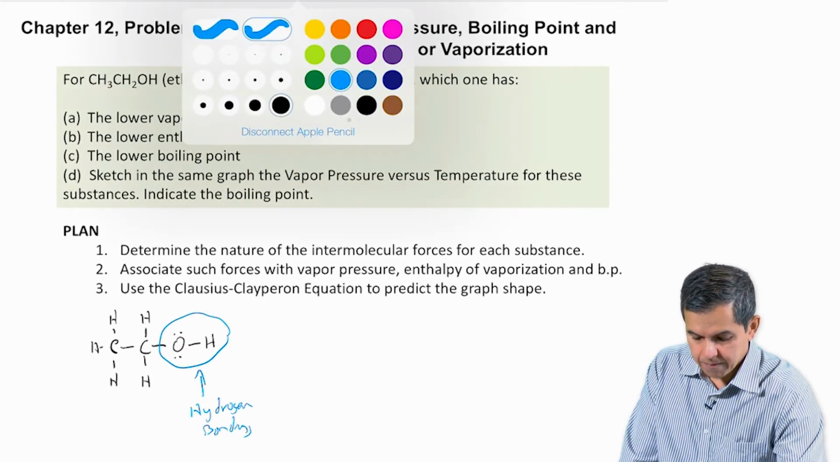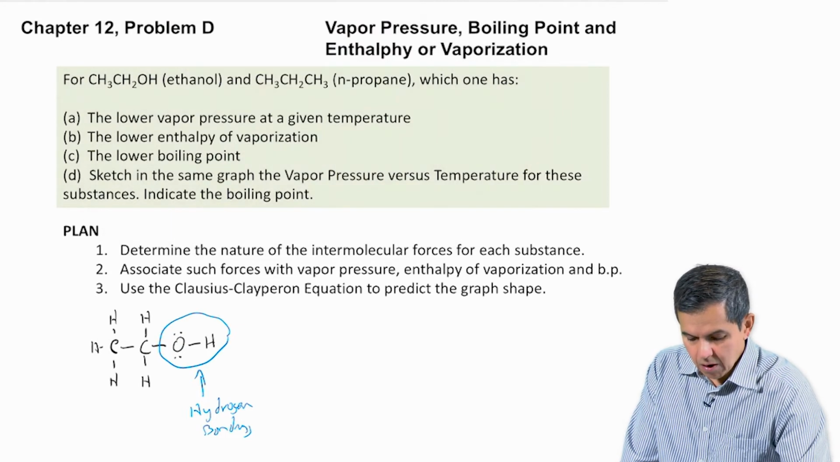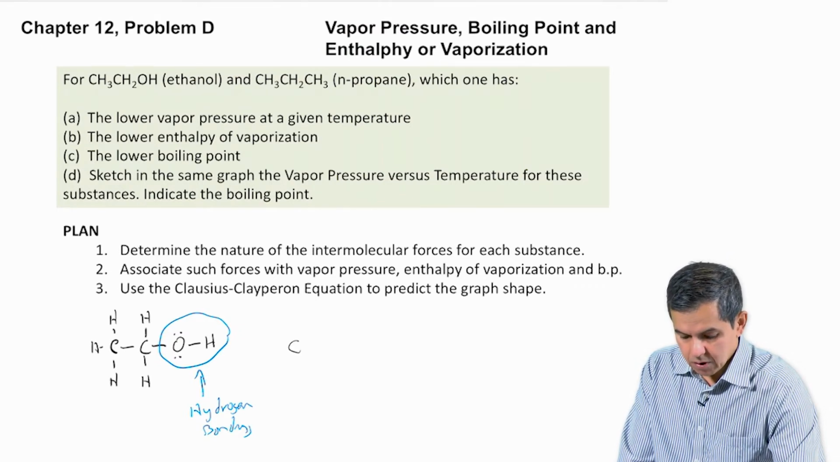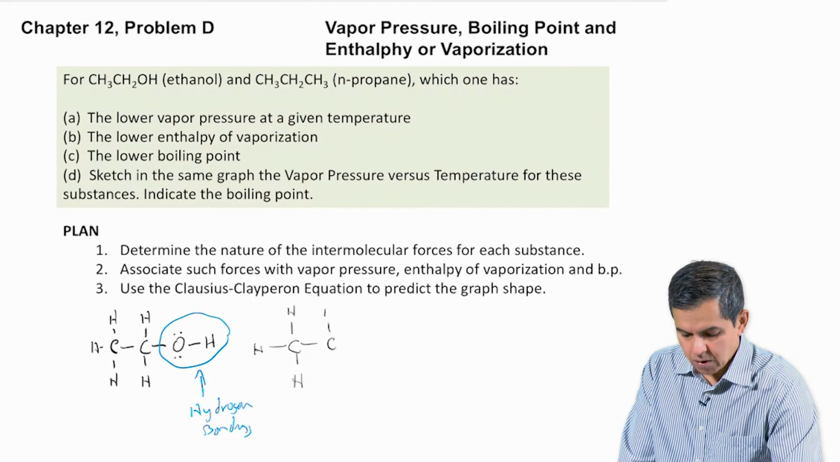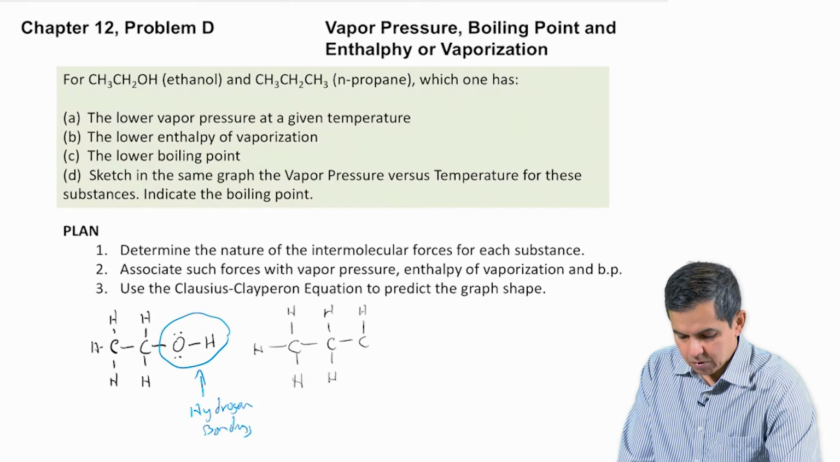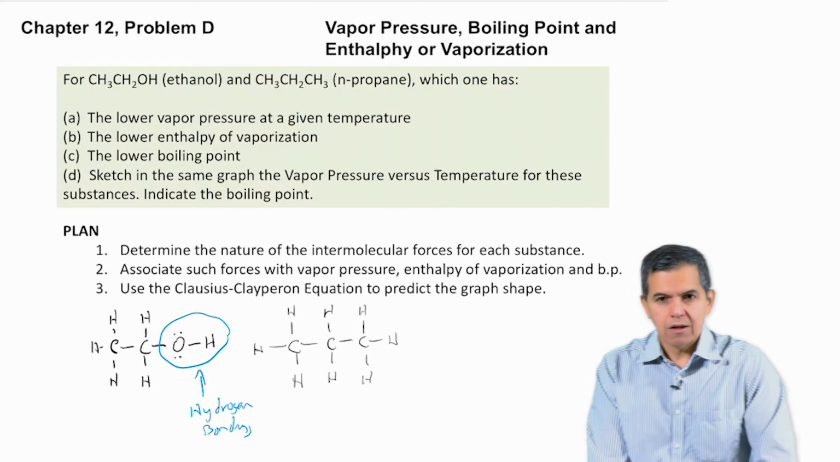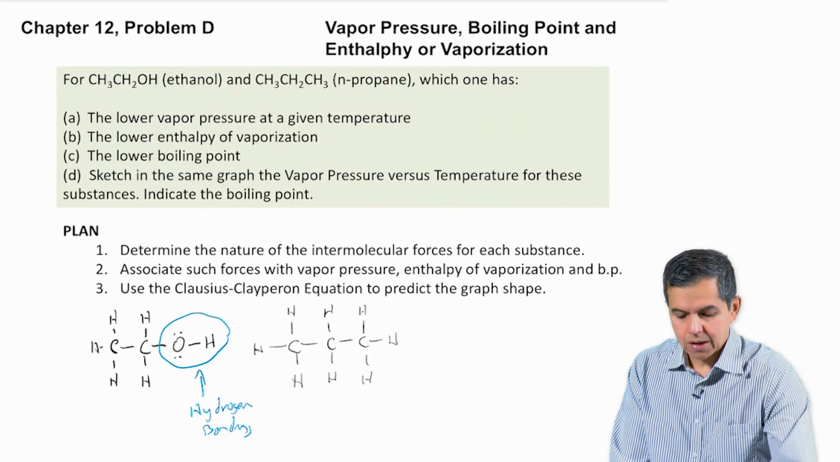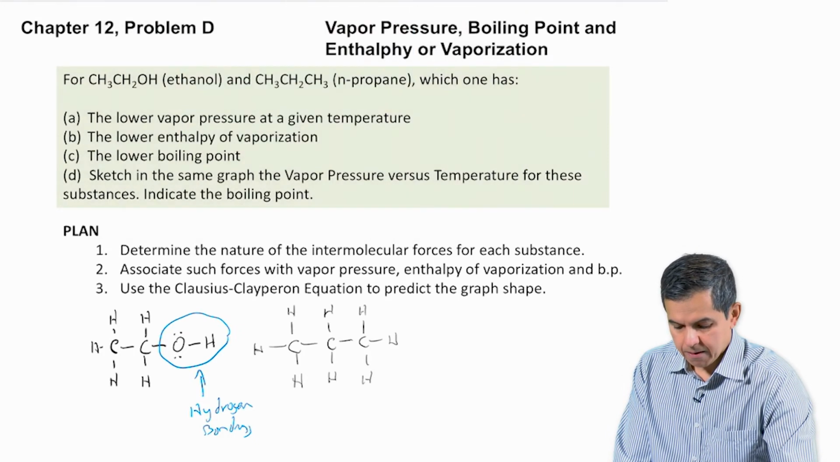On the other hand, when we draw the structure for n-propane, we will start with 1 carbon with 3 hydrogens, 1 carbon with 2 hydrogens, and the last one is another carbon with 3 hydrogens. We identified that this molecule is non-polar, and in fact the only forces that will be present in this case are dispersion forces.